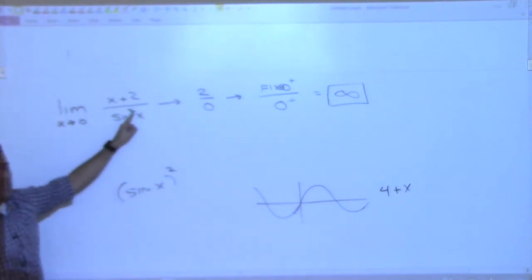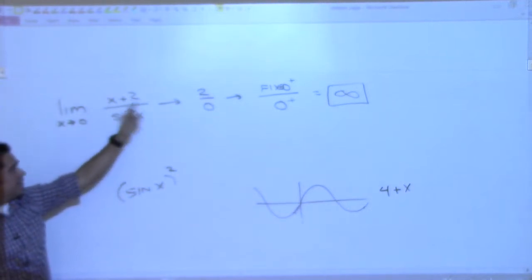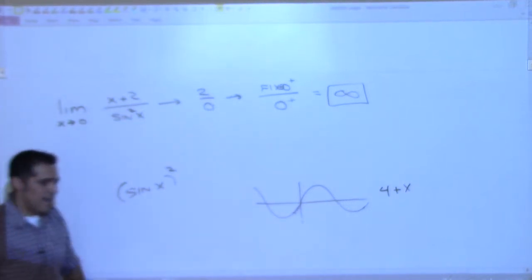Now, what if I change that to cube? Well, now you have to check, right? Fourth power, you're done. Straight to that. Do y'all see how that would have worked?